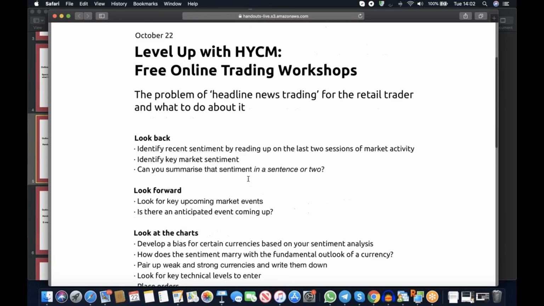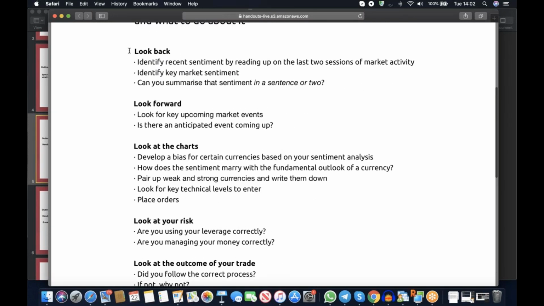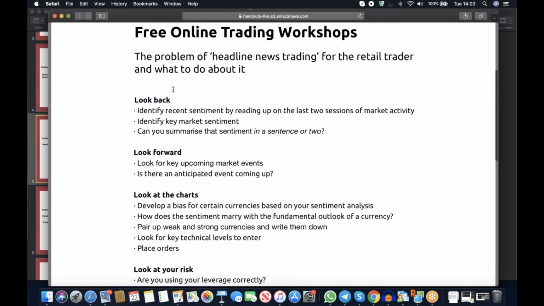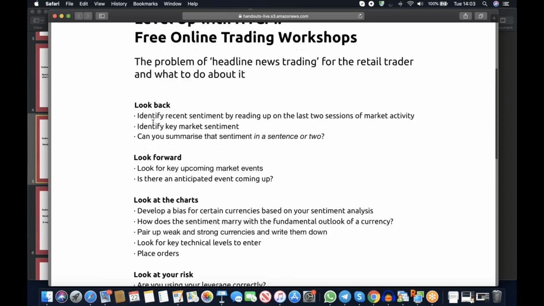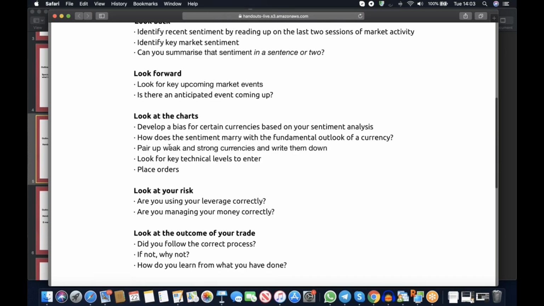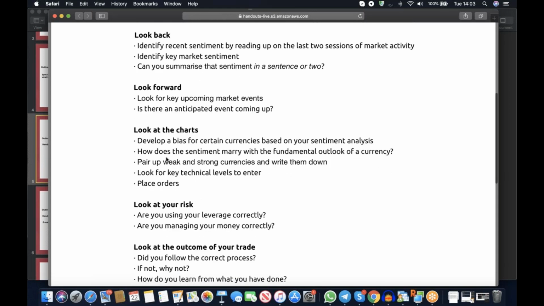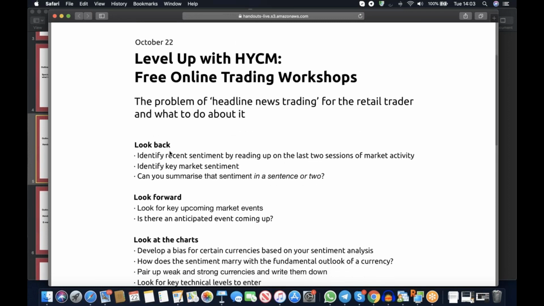Now this handout has 1, 2, 3, 4, 5 subtitles, and those 5 subtitles are designed to focus our minds on what we should be doing as we come to the desk each day. This is something that I do intuitively, and when you're just starting out or starting to learn to trade, print this out and put it by the side of your desk, as that will help you with your trading.